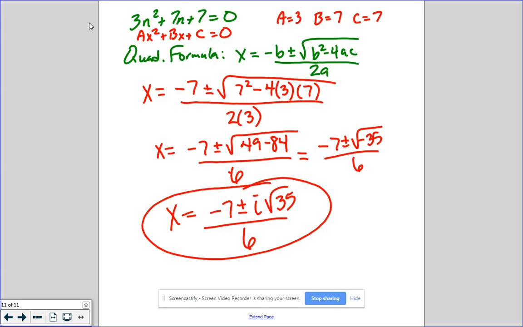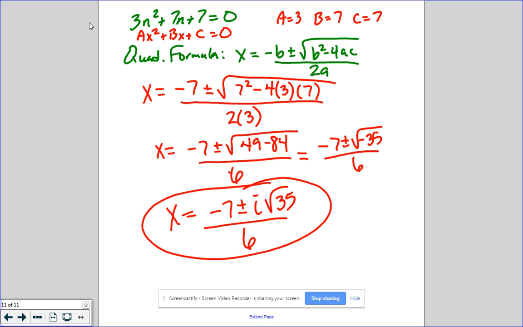Here's my policy. If in the homework it specifically says to do it by completing the square, I want you to practice completing the square. If it says to do it by quadratic formula, do it by quadratic formula. If it doesn't say, if it just says solve the quadratic, use whatever method you want. You can factor, you can complete the square, or use the quadratic formula. You have to know how to do all three.